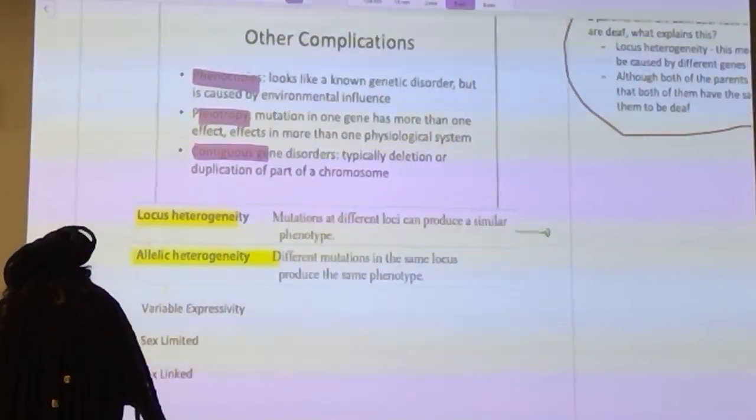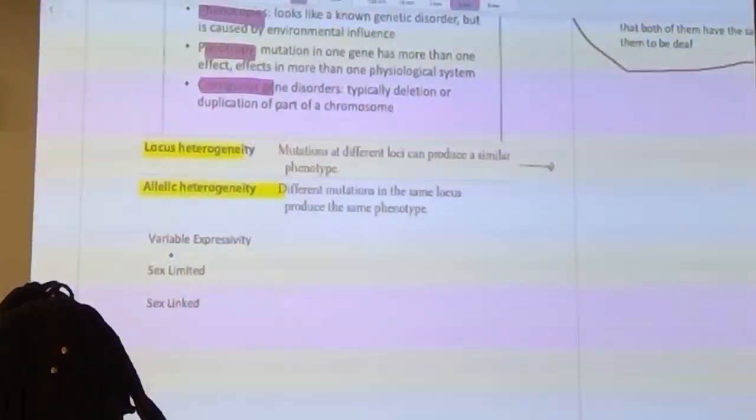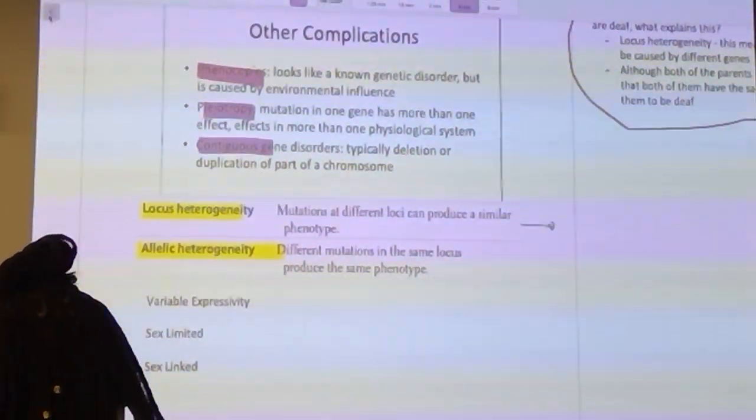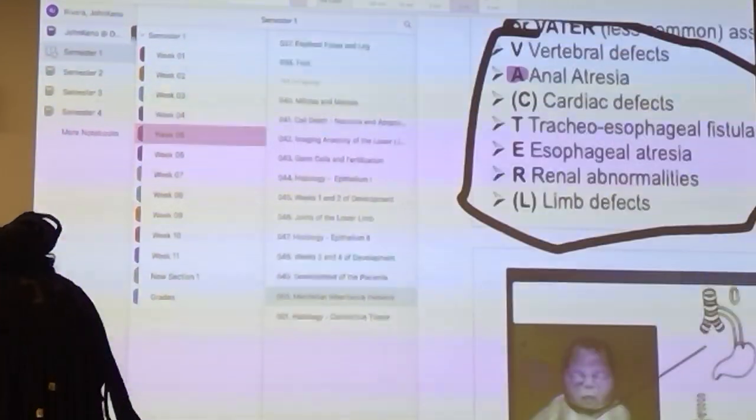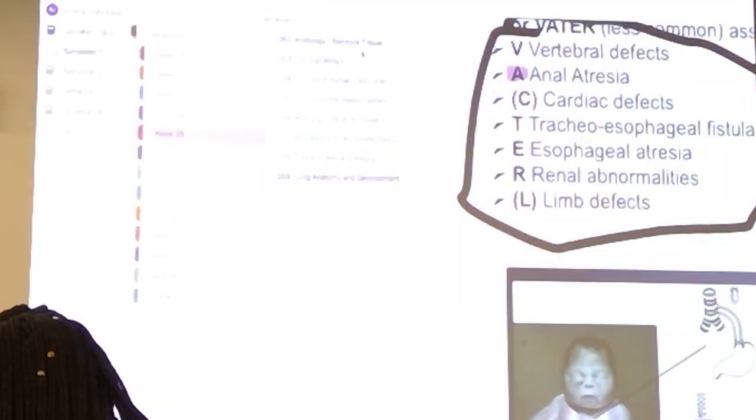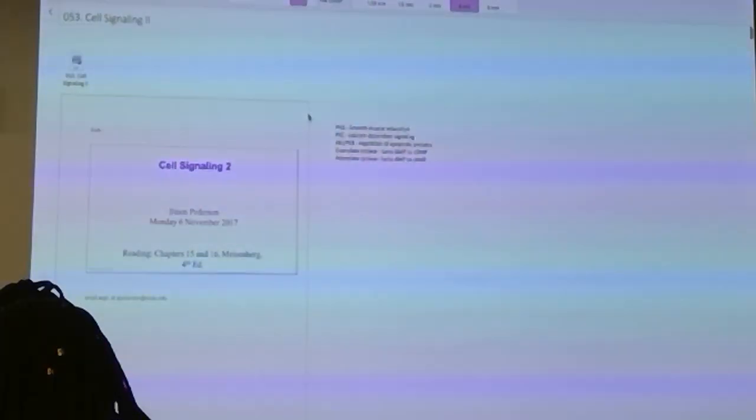Any questions? Okay, so second part of cell signaling.